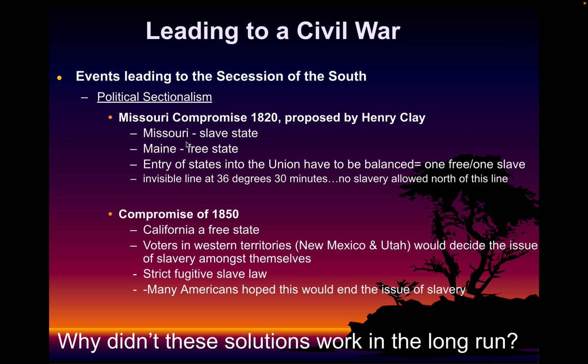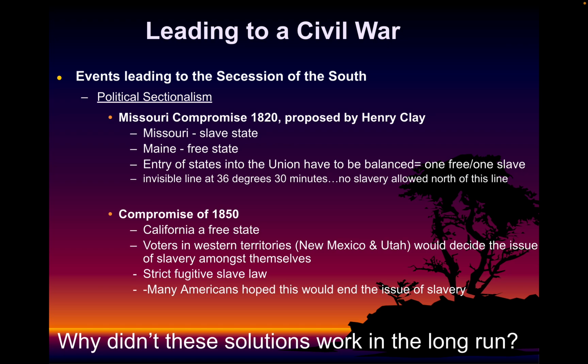So under the Missouri Compromise, Missouri in 1820 enters the United States as a slave state. And again, for every slave state, you have to have a free state. For every free state, you have to have a slave state. So when Missouri entered as a slave state, obviously we needed to have a free state enter as well. And in this particular case, it was Maine. And for 30 years, that's really what we did in this country.